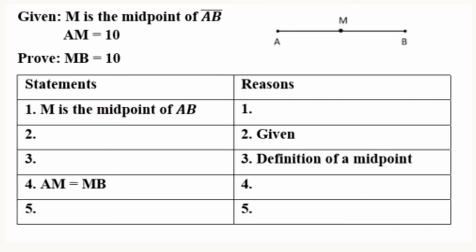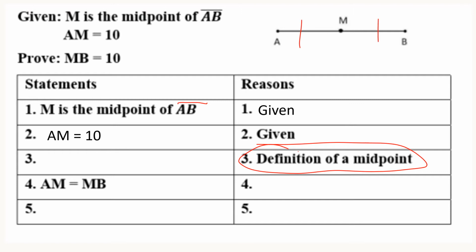M is the midpoint of line segment AB, and AM equals 10, so we're proving MB equals 10. So M is the midpoint of AB, that is a given. AM equals 10 is also a given. If you're stuck here, you can look, okay, definition of a midpoint. Find that on your reference sheet and figure out that, okay, if something is the midpoint of something, this piece is congruent to this piece. So we can write that down. AM is congruent to MB.